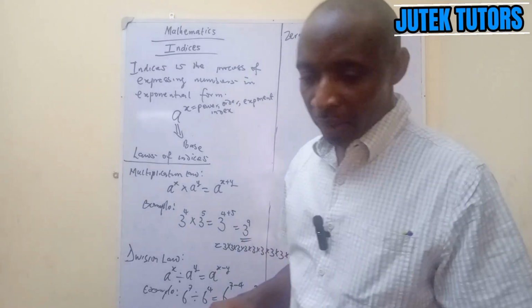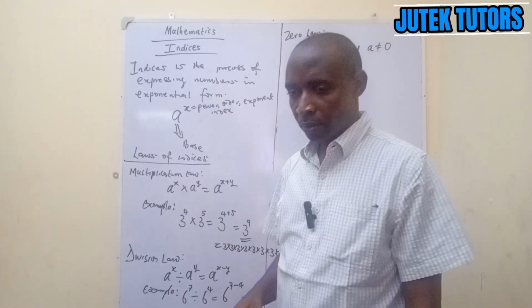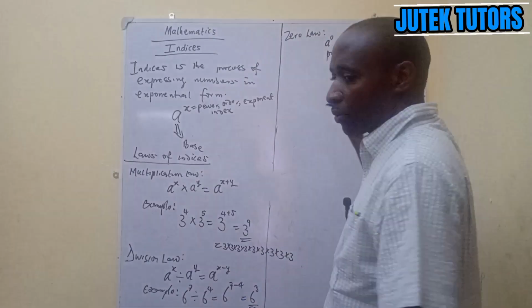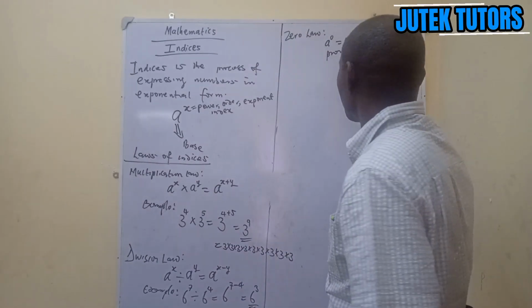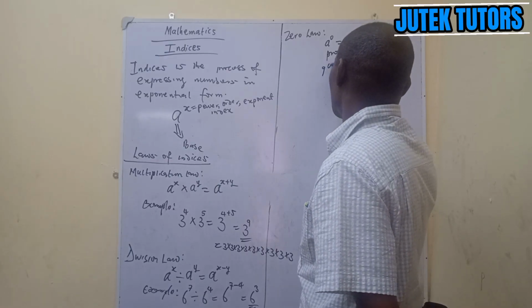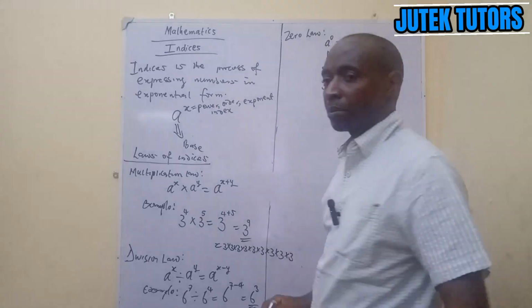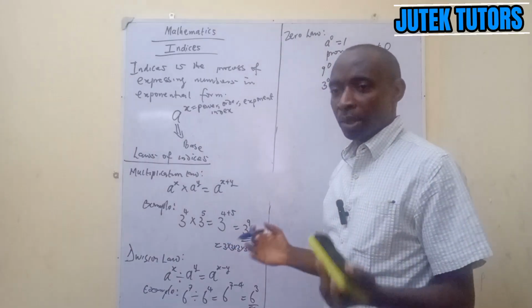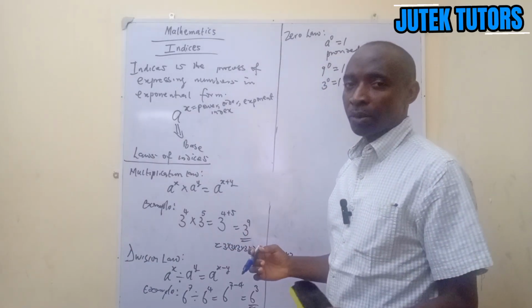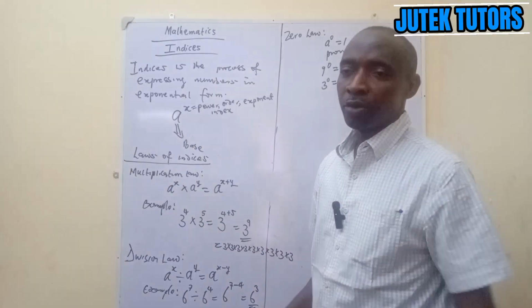Provided that a is not equal to 0. So, if you have, let's say, 9 raised to the power 0, that is 1. 3 raised to the power 0 is 1. That is what the zeroth law talks about.